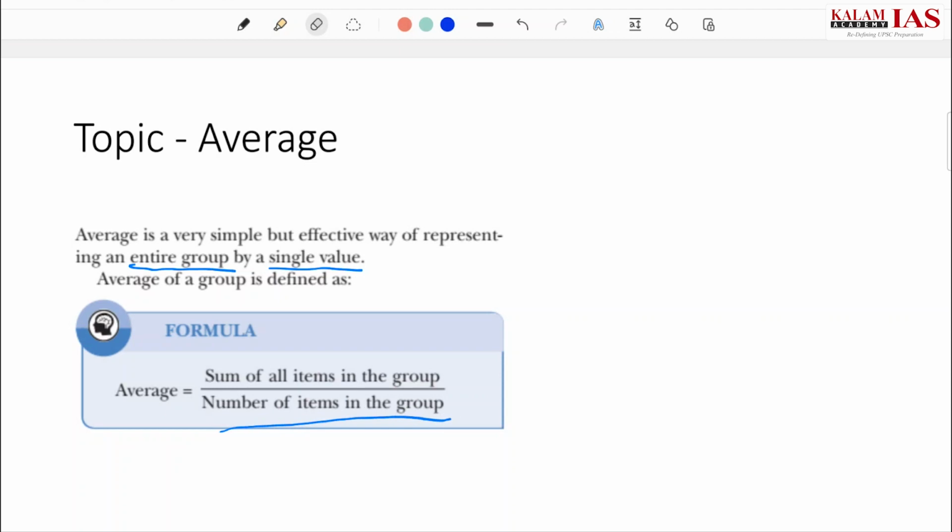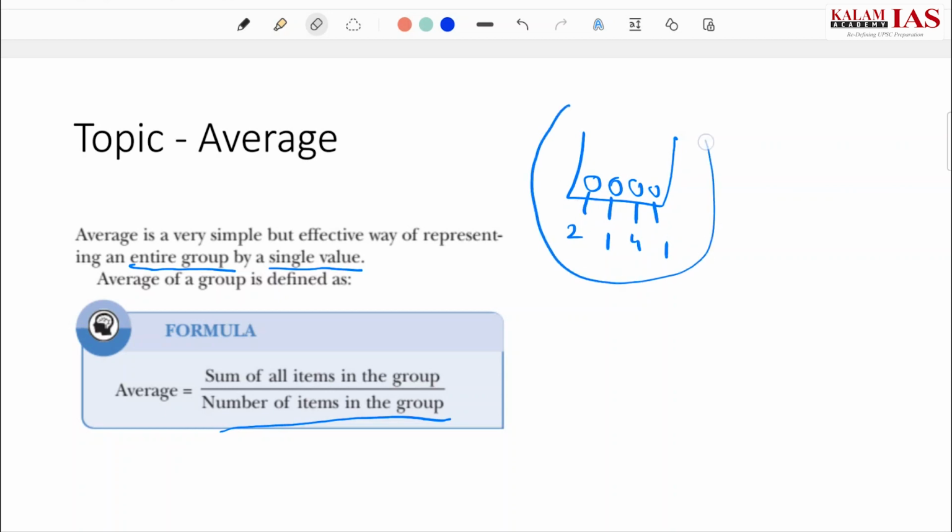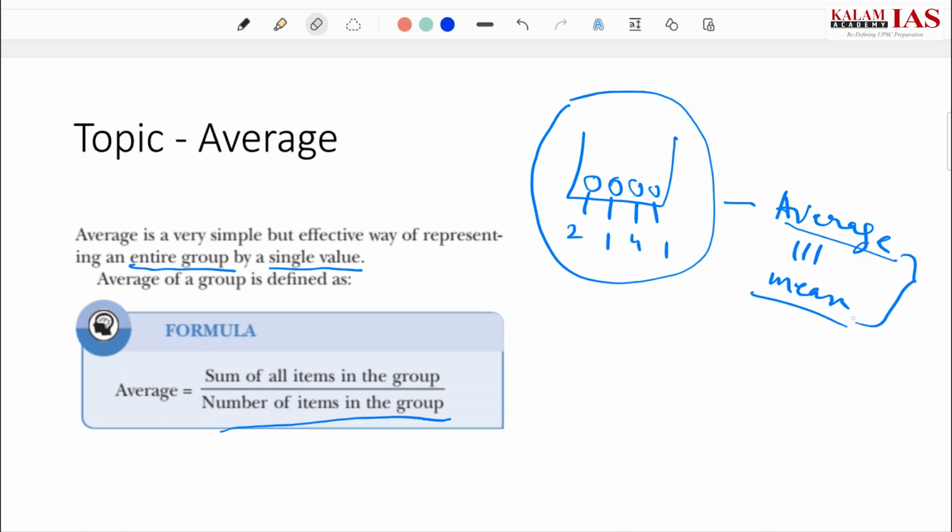So suppose I have a bag which has 4 balls, 1 2 3 4. One ball is 2 kg, another ball is 1 kg, another ball is 4 kg, another ball is again 1 kg. Now if I have to represent this entire group of values by a single value, I can use the concept of average. Average is also known as mean. If it is asked mean value or if it is asked average value, it is one and the same thing.